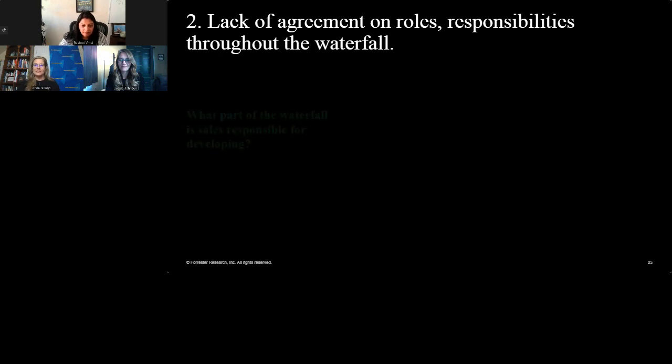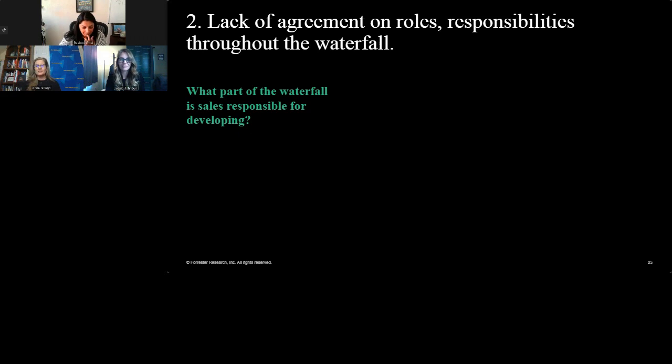So the second area is lack of agreement on roles and responsibilities throughout the waterfall. And this is really important. As I said, one of the reasons we decided to go back and refresh and update the demand unit waterfall to the B2B revenue waterfall is because we know that the interlock between sales and marketing is critical.